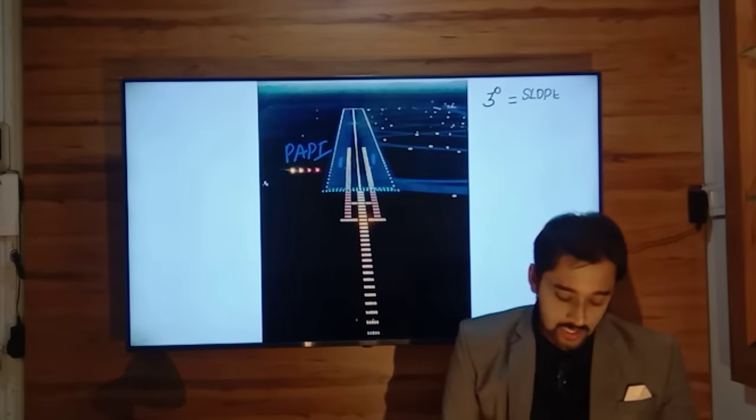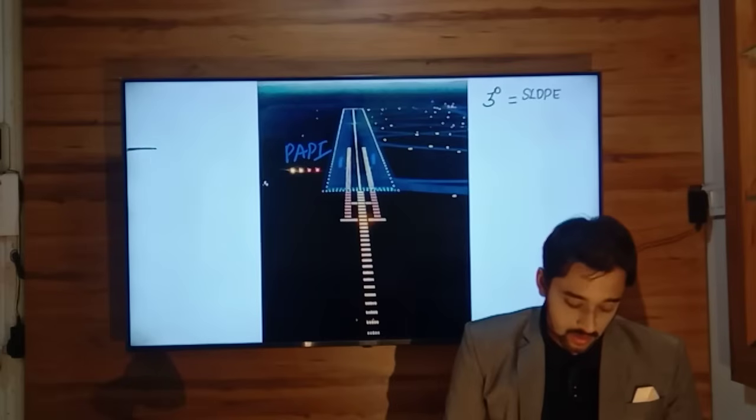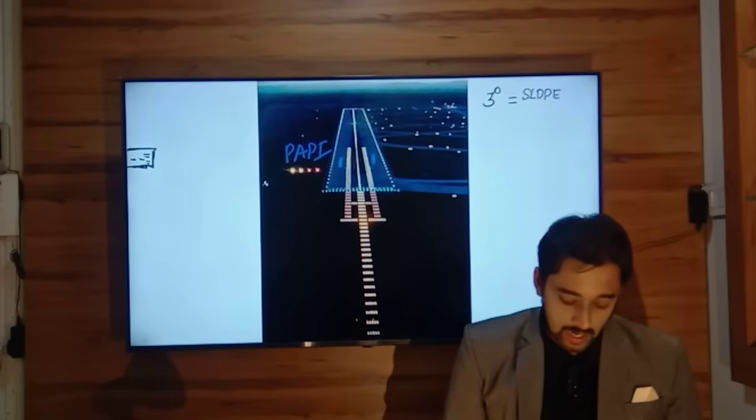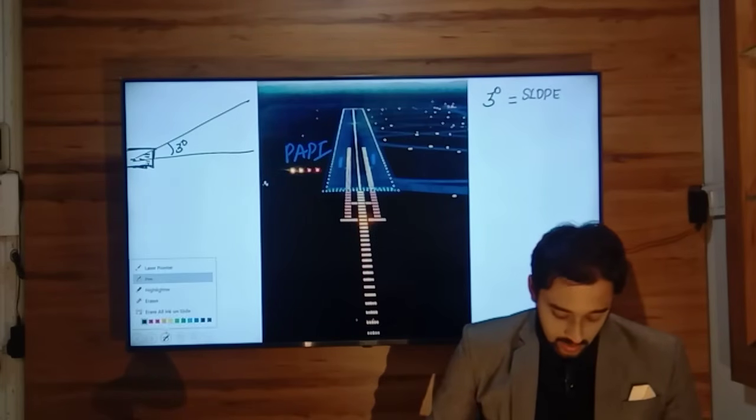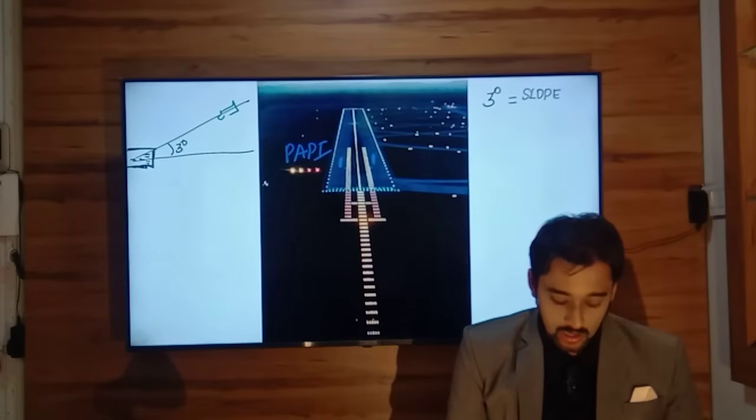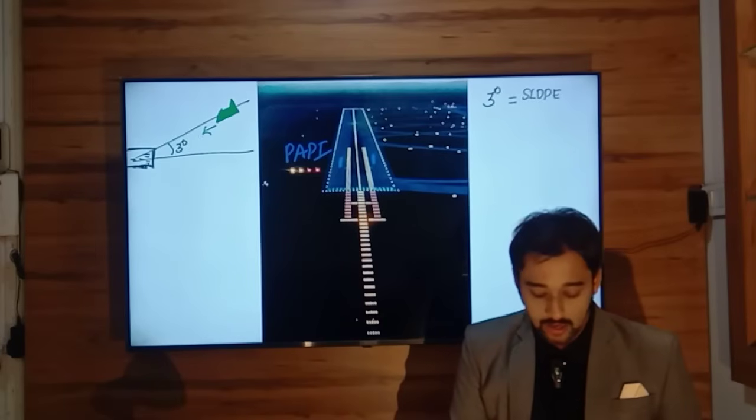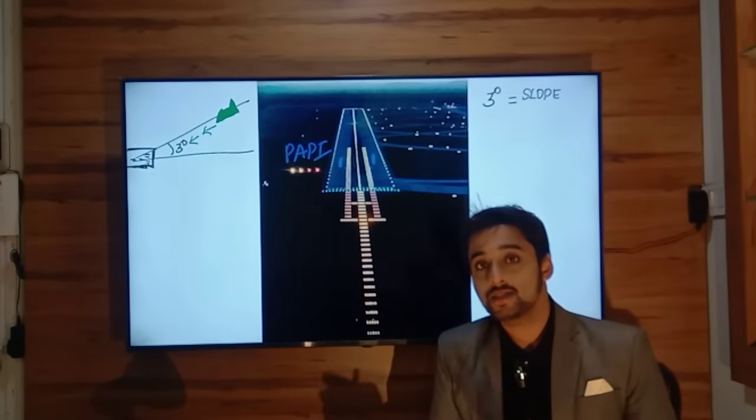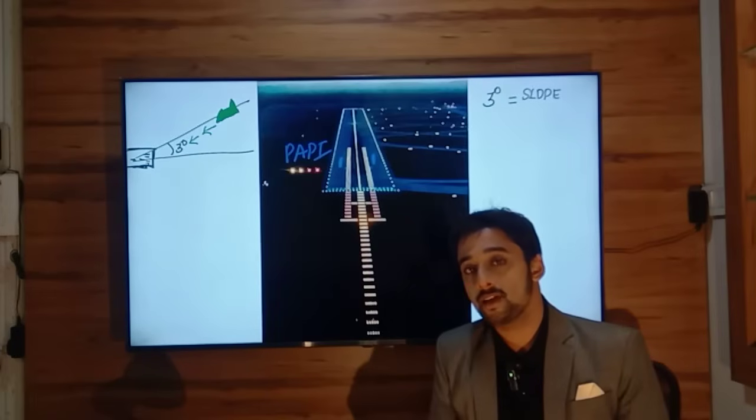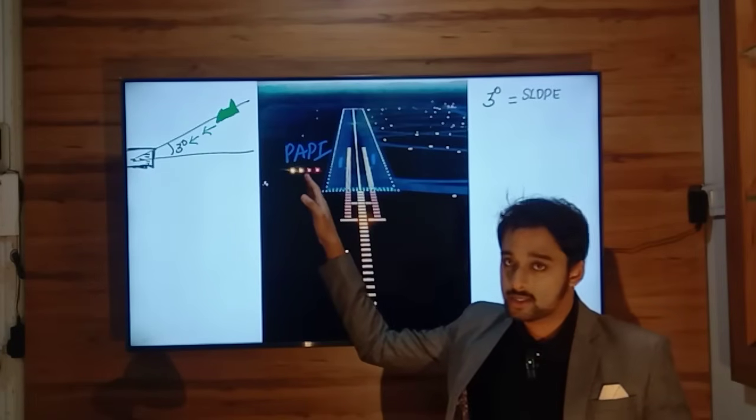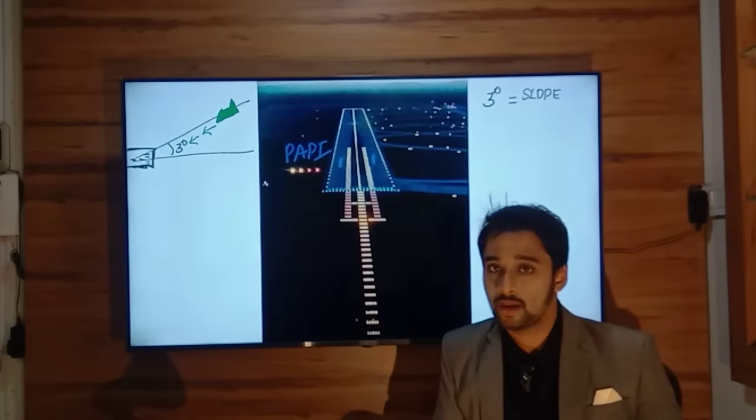That means if this is your runway, and there is a glide slope of 3 degrees established on that runway, your aircraft will be able to follow a correct glide slope of 3 degrees down to the runway if it follows the information given by these 4 white lights, a row of 4 white lights which are PAPI lights.